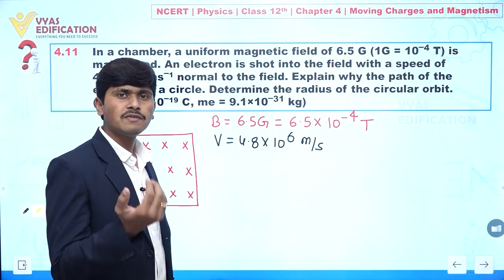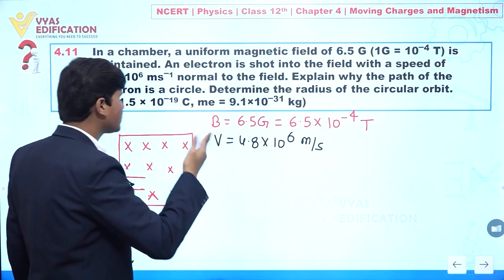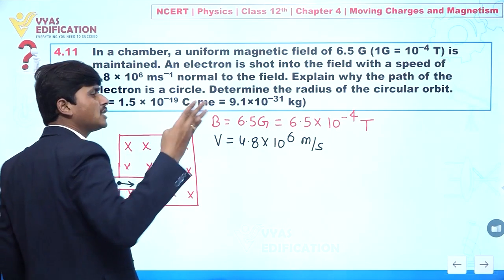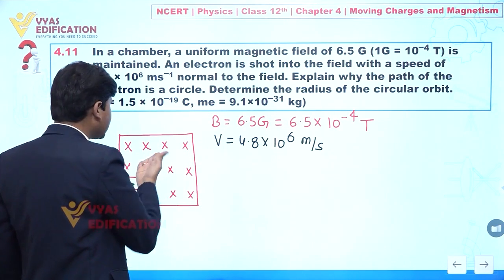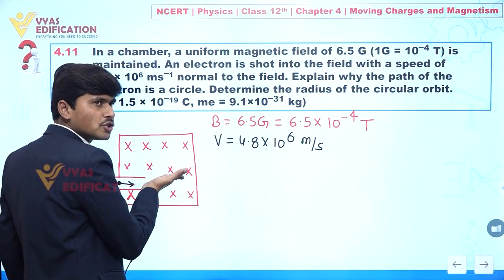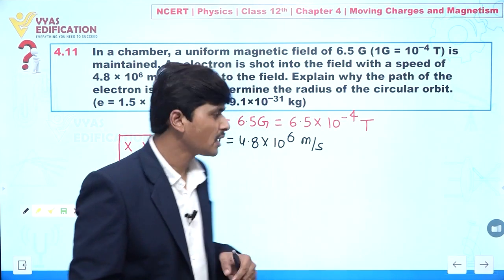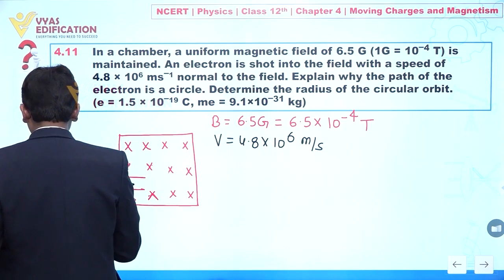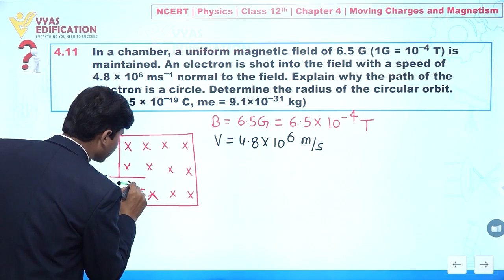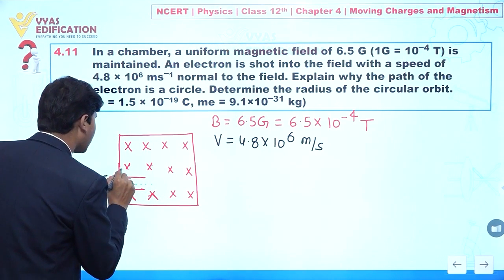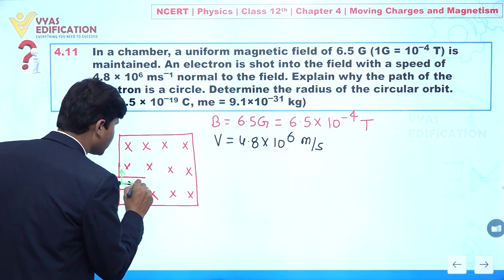So how can we find it? Let's suppose this is a right hand. These fingers represent the direction of the magnetic field. This thumb indicates the direction of motion. Definitely this palm represents the direction of the force. So when this electron is going like this, a force will act in an upward direction. So it will try to deflect this electron in this direction.